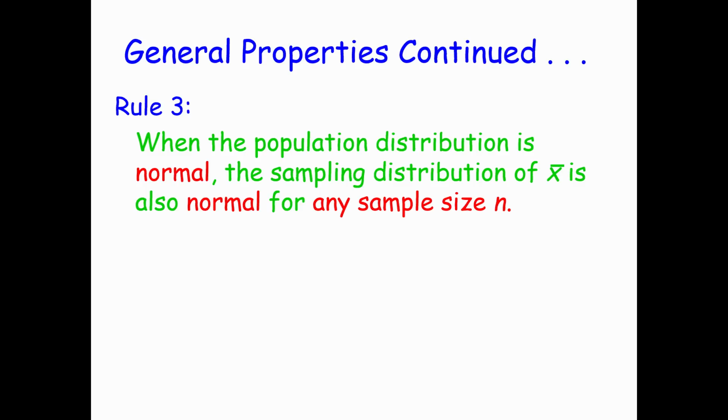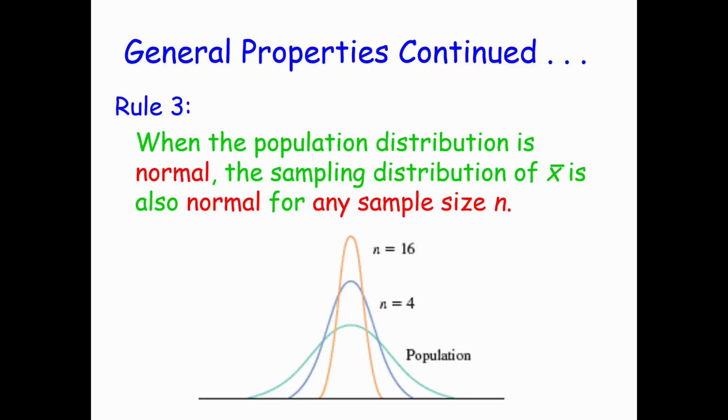So rule number 3 is when the population distribution is normal, the sampling distribution of X bar is also normal for any sample size n. Remember, less than 10%.